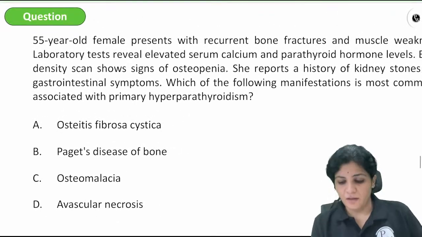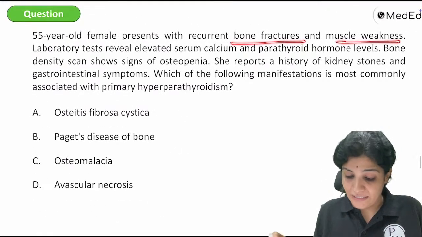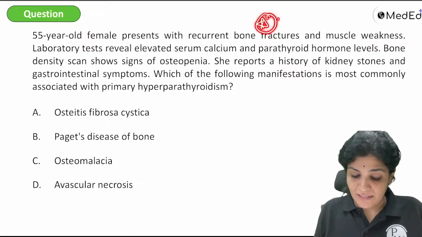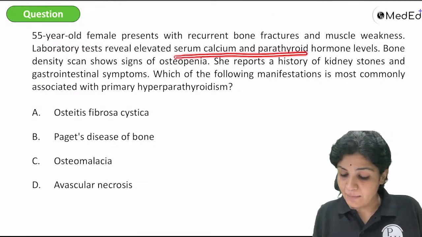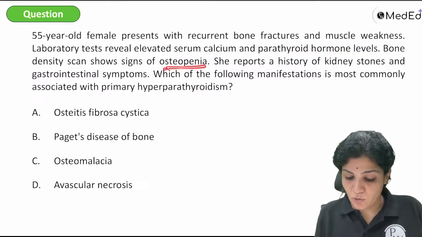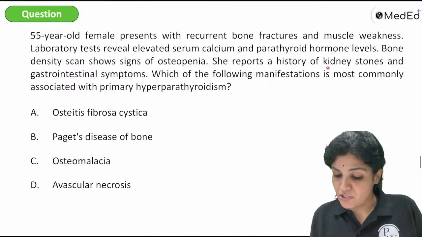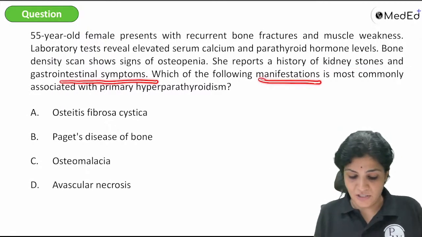Then a 55-year-old female presents with recurrent bone fractures and muscle weakness. So there is a bone fracture, but this is a 55-year-old female, and the workup reveals an elevated serum parathyroid hormone level. Bone density can show signs of osteopenia. She reports a history of kidney stones and GIT symptoms. Which of the following manifestations is seen?